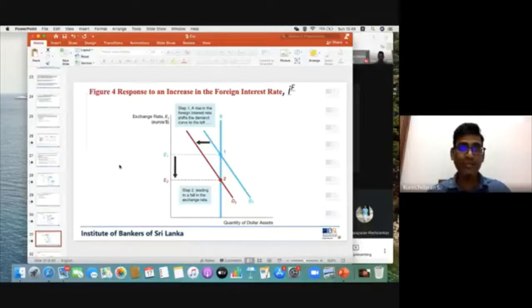Again, the same graph: on the y-axis you can see the exchange rate E, and on the x-axis the quantity of dollar assets. As we discussed, the supply of dollar assets is fixed. At the initial equilibrium at E1, the equilibrium is where the supply curve S and demand curve D1 intersect. So the initial equilibrium exchange rate is E1.